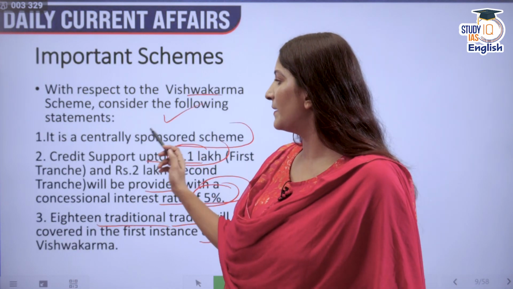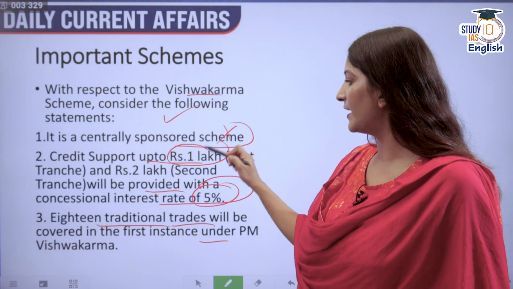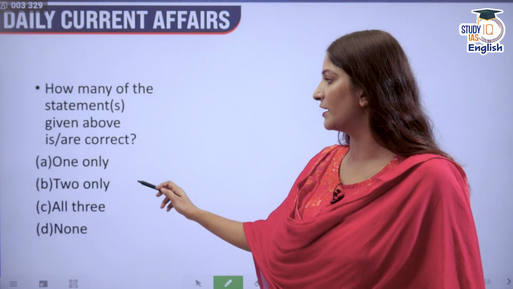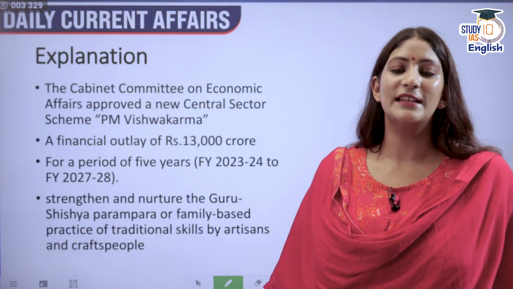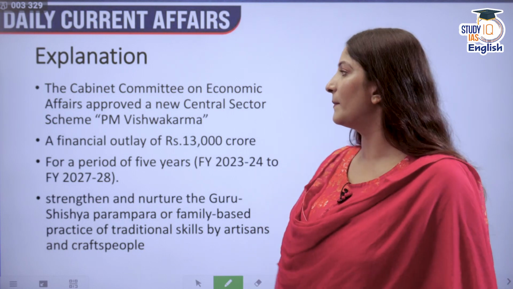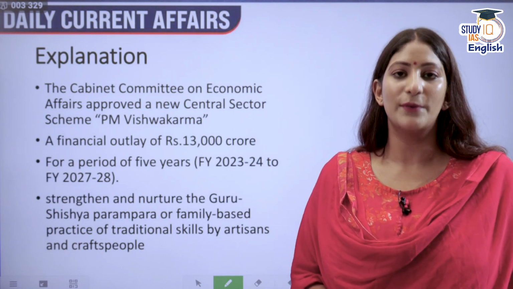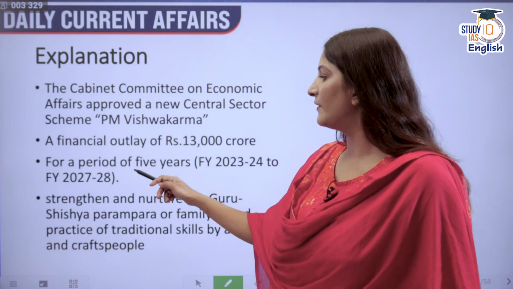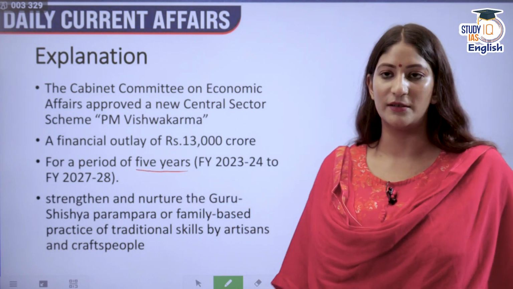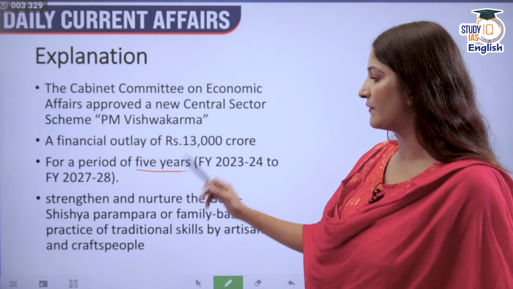So that makes the first statement incorrect, the second is correct, the third is also correct, so two only will be the correct answer. The Cabinet Committee on Economic Affairs, which is chaired by the Prime Minister, has approved the scheme, and this is for a 5-year period, 2023-24 to 2027-28.